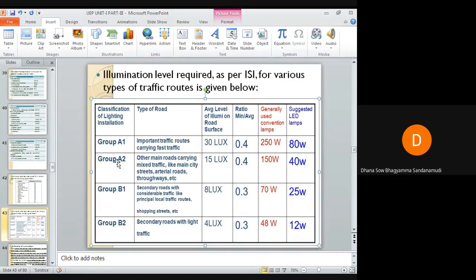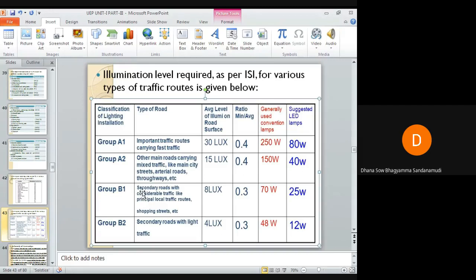The roads which come under Group A2 are other main roads carrying mixed traffic, like main city streets, arterial roads, throughways, etc. Throughways are the ways where people mostly move, where people will be moving most of the time. So Group A2 requires only 15 lux.